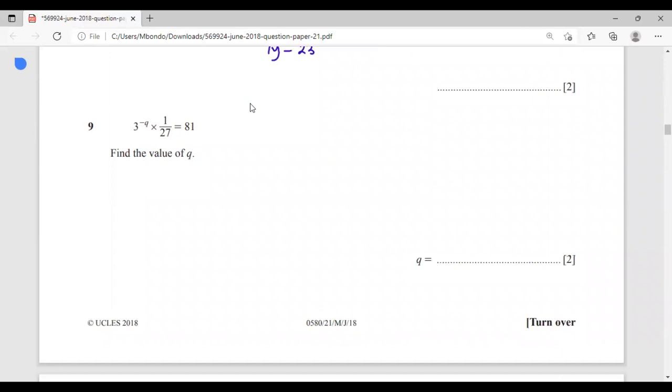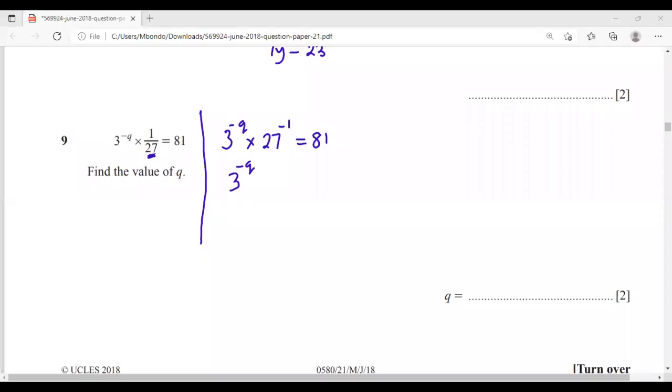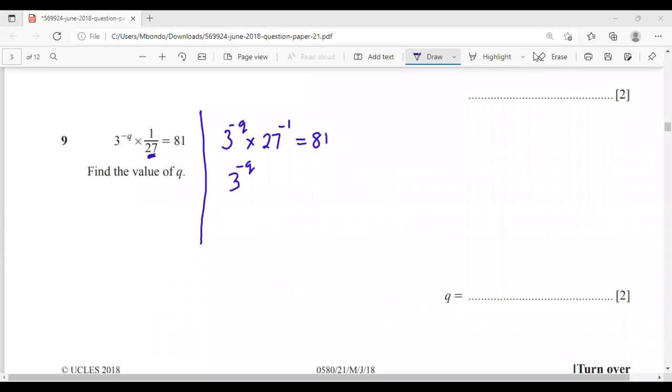And here we have find the value of q squared. So we have to first rewrite this part here so that we get rid of the fraction. So we set 3 minus by 27. This is how we are going to write it in order to get rid of the square. Then we go to 3 multiplied by, so we continue.